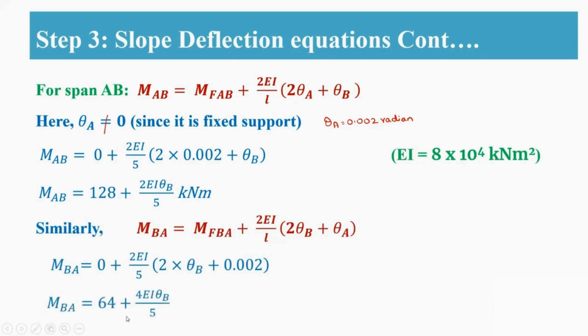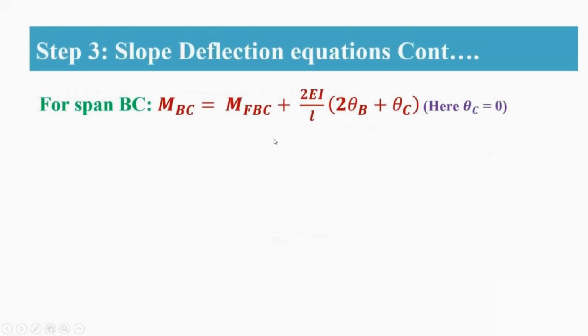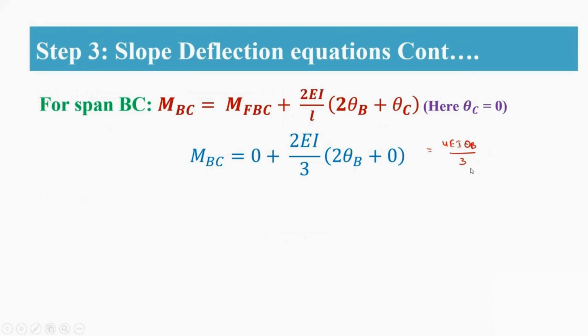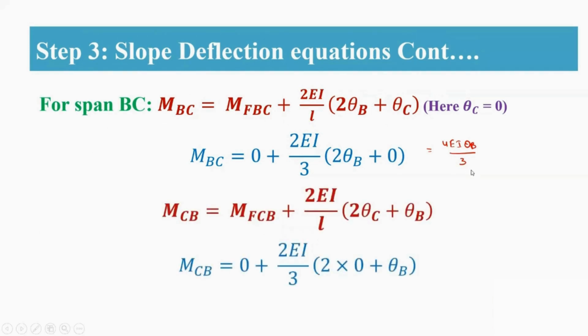So this is the MBA equation. And then again for span BC, you are going to consider this equation. Since the support at C is a fixed support, theta C will be equal to 0. Therefore, MBC will be equal to 4EI into theta B by 3. In a similar way for MCB, we substitute theta C as 0, and by simplifying, you get the MBC and MCB values like this.